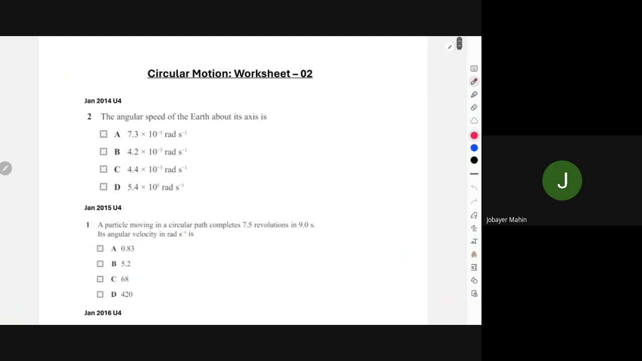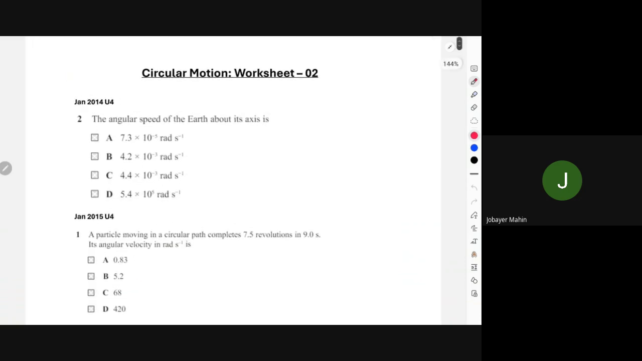For the first question, we need to find the angular speed of the Earth about its axis. This is how, in general, it looks. This is a complete circle, and I'm considering this is the equator, and for this, the Earth creates one circular pathway. For one circular pathway, the angle is 2 pi, so omega involves 2 pi.